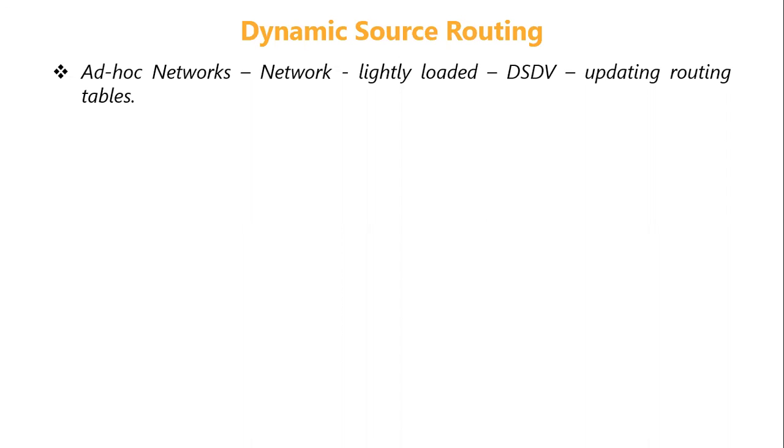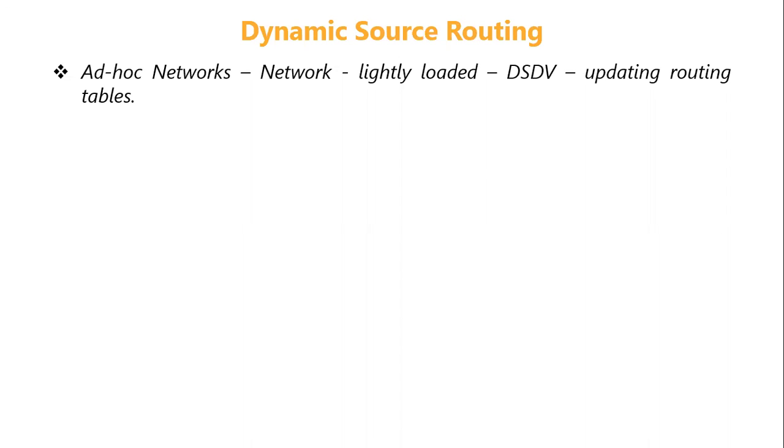The topic we'll be discussing in this lecture is dynamic source routing, and we'll also be discussing one more routing technique, which is called routing using alternative metrics. So first let us start with the dynamic source routing algorithm.